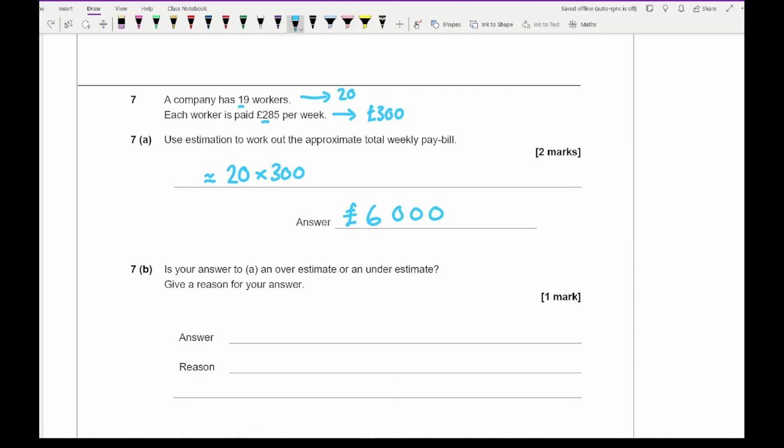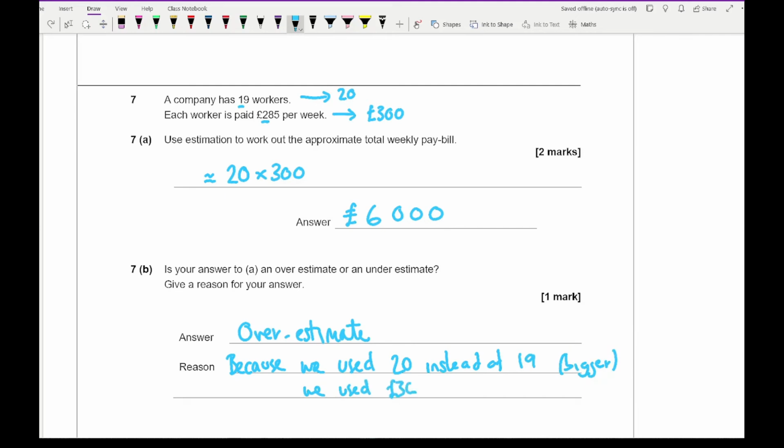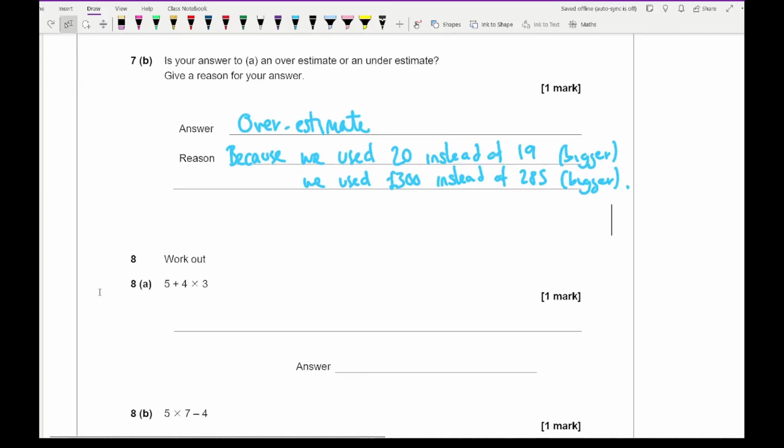Now, question B then says, is your answer to part A an overestimate or an underestimate? Well, it's going to be an overestimate. And the reason for that is because we used 20 instead of 19, which is a bigger number. And we used 300 instead of 285, which again is bigger. So therefore we've overestimated our final answer.